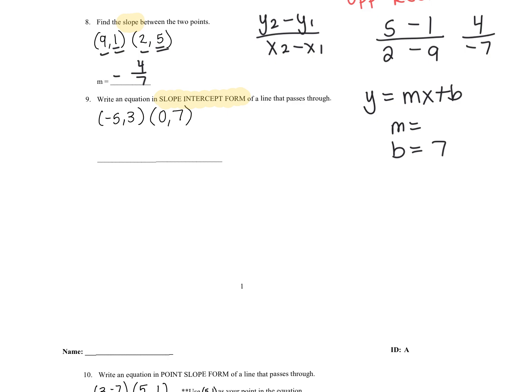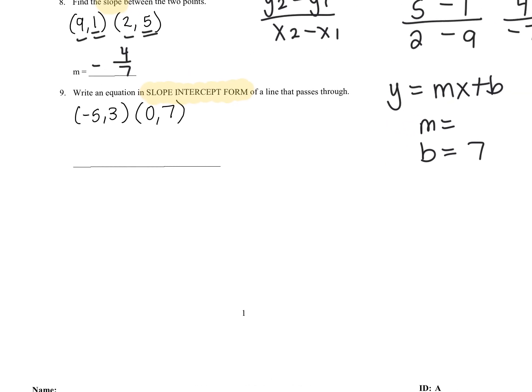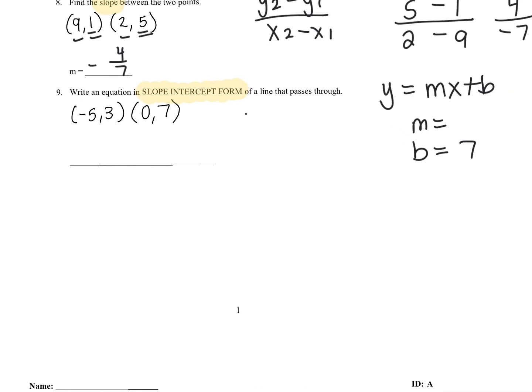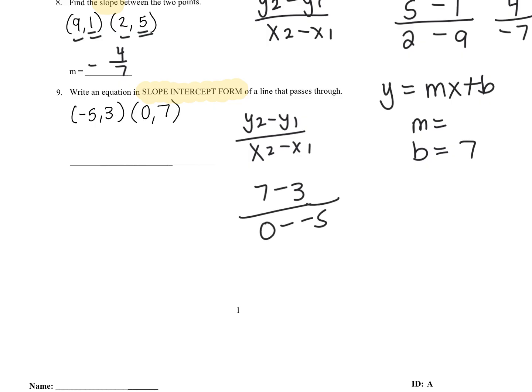If they didn't give us the y-intercept, we'd probably want to put it in point slope form first and then convert to slope intercept form. But I have to find the slope now, so I'm going to use that slope formula again. y2 minus y1 over x2 minus x1. So 7 minus 3 over 0 minus negative 5. What happens with those 2 negatives? Plus, right? So 7 minus 3 is 4. 0 plus 5 is 5.